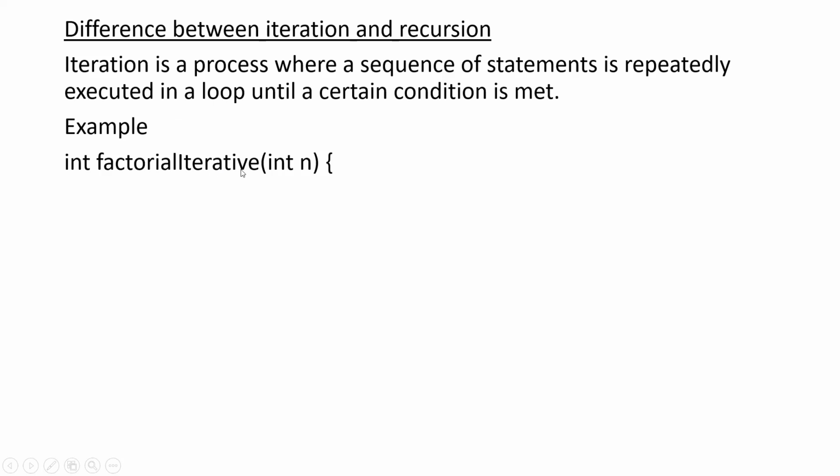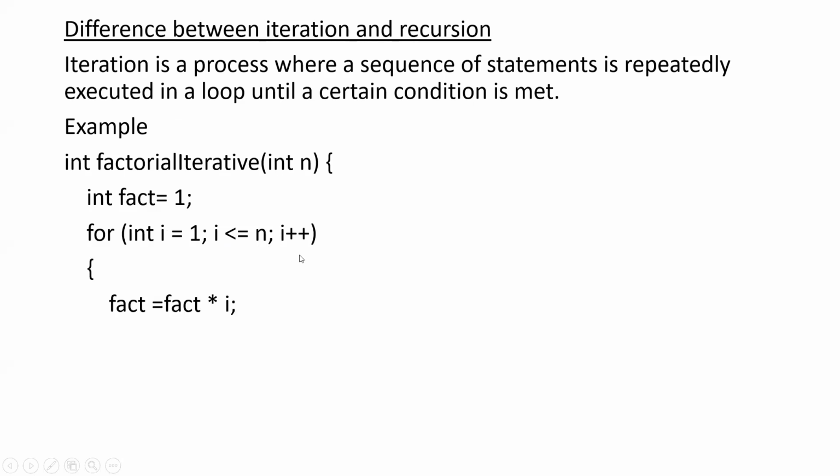int factorial_iterative is the name, int n. We require the factorial of n. int fact is equal to 1. for int i equal to 1, i less than or equal to n, i plus plus. fact is equal to fact times i. Return fact. This function will return the factorial of a number using the iteration method.